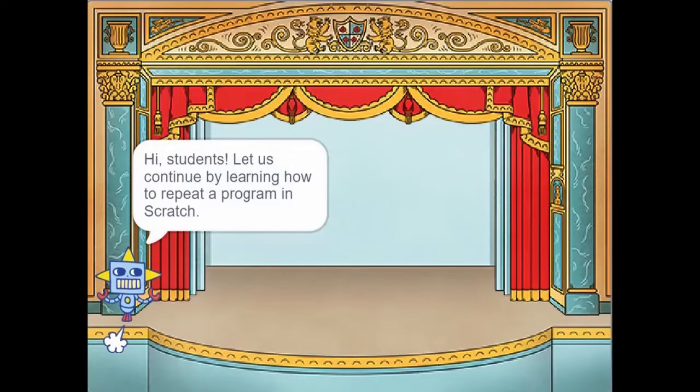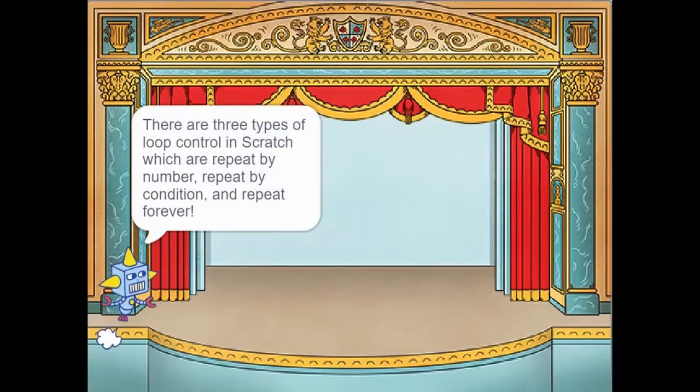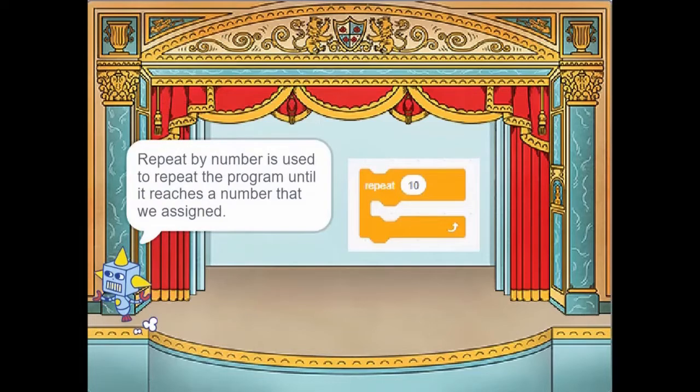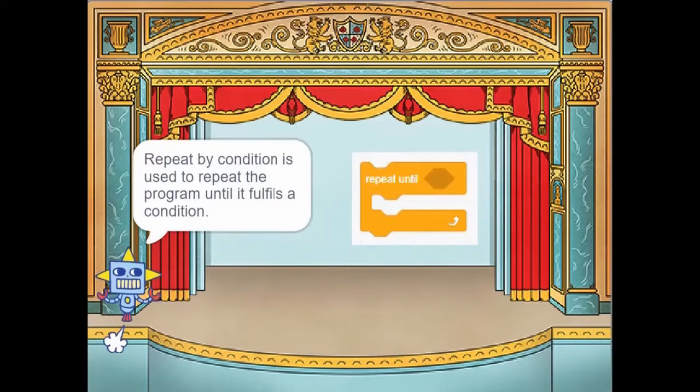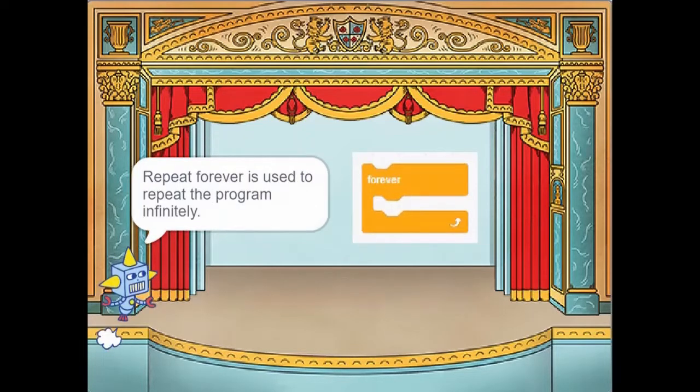Hi student, let us continue by learning how to repeat a program in Scratch. There are three types of loop control in Scratch, which are repeat by number, repeat by condition, and repeat forever. Repeat by number is used to repeat the program until it reaches a number that we assign. Repeat by condition is used to repeat the program until it fulfills a condition. Repeat forever is used to repeat the program infinitely.